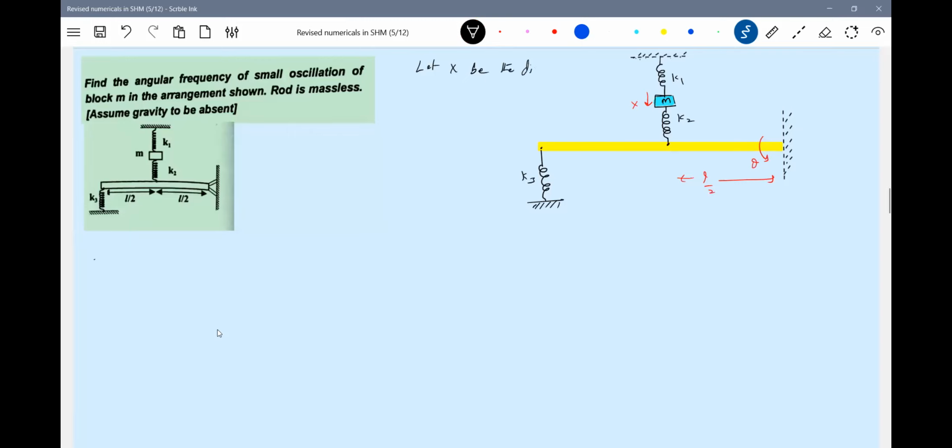Let X be the displacement of the block in the downward direction. We are going to give it. Then the rod will rotate, so then the compression in the spring. So we'll write here: then the compression in the spring is equal to X minus L by 2 theta.